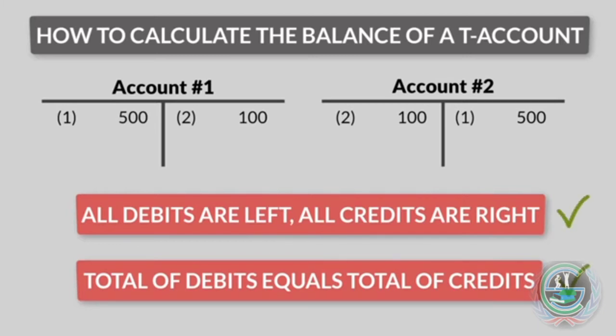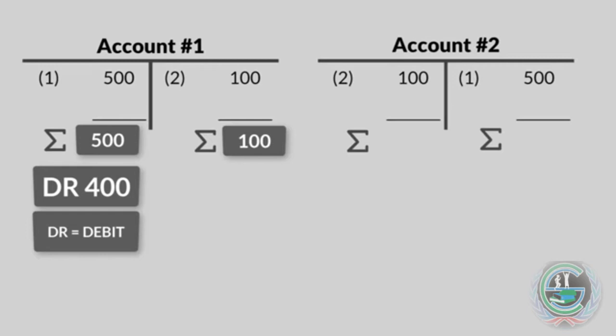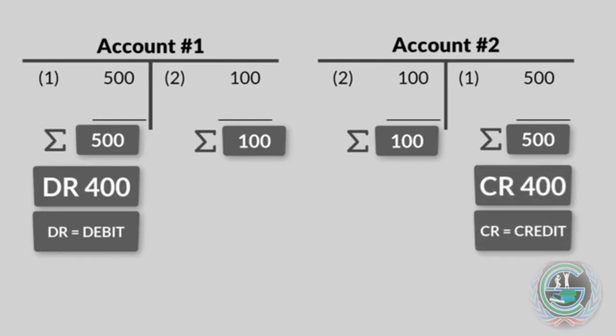So far, so good. Now to calculate the balance or total for the accounts, we add up the amounts on the debit and credit side for each account separately. Account number 1 has 500 on the debit side and 100 on the credit side. We deduct the smaller sum of credits from the bigger total of debits, which gives us 400. In accounting, we call this a debit balance of 400. For account number 2, it's the opposite. It has a credit total of 500 and total debits are 100. Again, we deduct the smaller one from the bigger one. Account number 2 has a credit balance of 400.